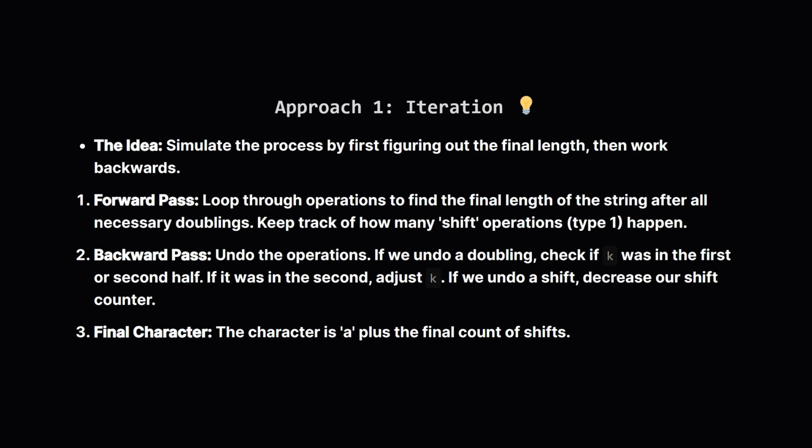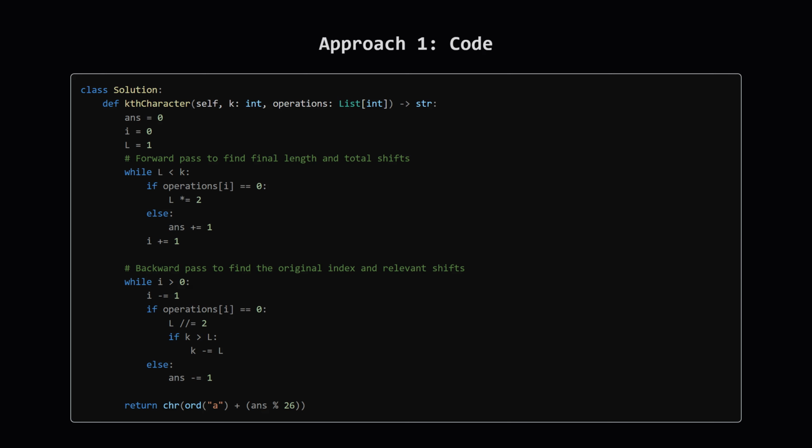Every time we see a doubling operation, we ask, was our target index K in the first half, or the second half of the string at that point? If it was in the second, we subtract the first half's length from K to find its equivalent position in the earlier, shorter string. Every time we see a shift operation, we just undo it by decrementing a counter. After unwinding all the operations, we're left with the original character, A, and a count of how many net shifts were applied to it.